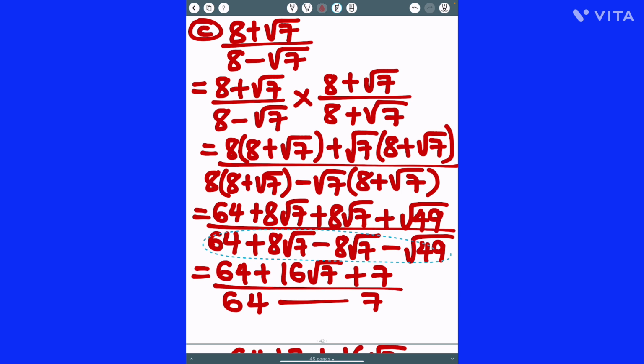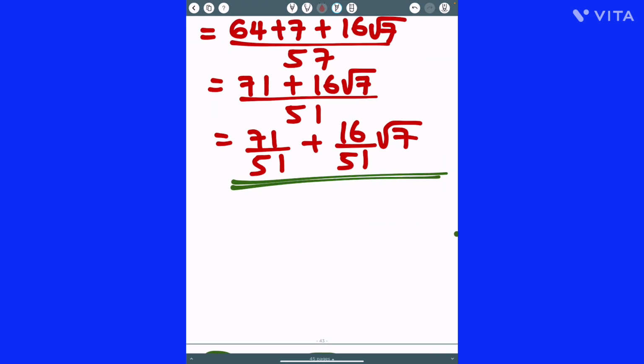I'll do the same thing on the denominator side to get my answer. Simplify, adding common terms. These are similar terms, so I'll get this on the denominator side and this on the numerator side. So my answer will be 71 plus 16 root 7 over what? 51. So I can separate this into 71 over 51 plus 16 root 7 over 51.